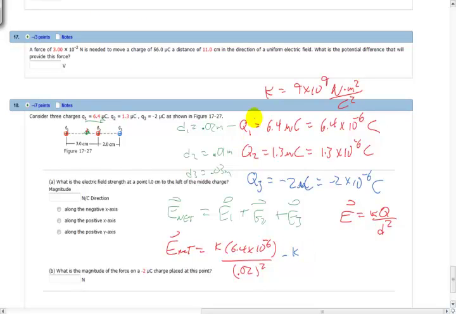Minus K Q2, which is 1.3 times 10 to the negative 6, divided by the distance squared of 0.01 squared. And then I'm going to add to that Q3. But Q3 is a negative charge, right? So it's actually going to pull it to the right, so it's going to end up being a positive number there. Tricky, right? K Q3, which is 1.3 times 10 to the negative 6, over the distance of 0.03 meters squared.